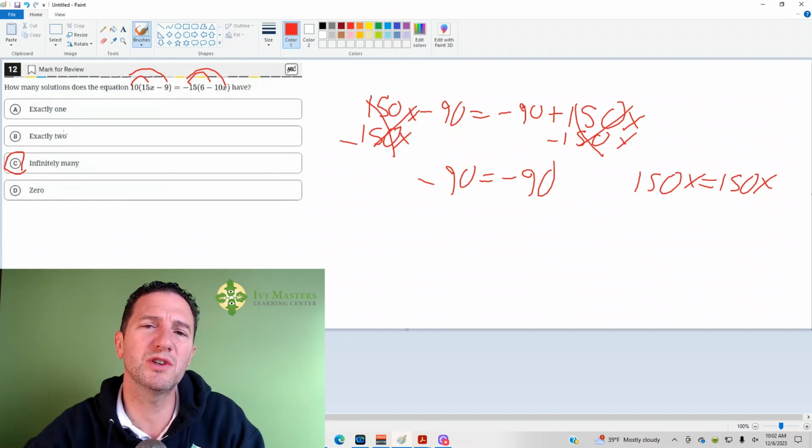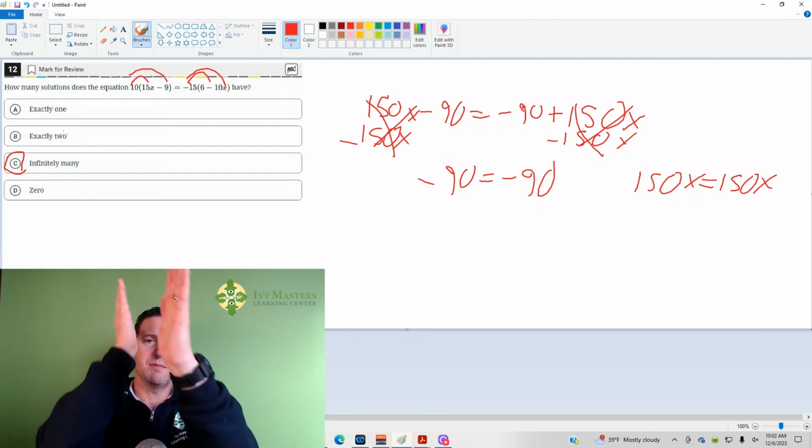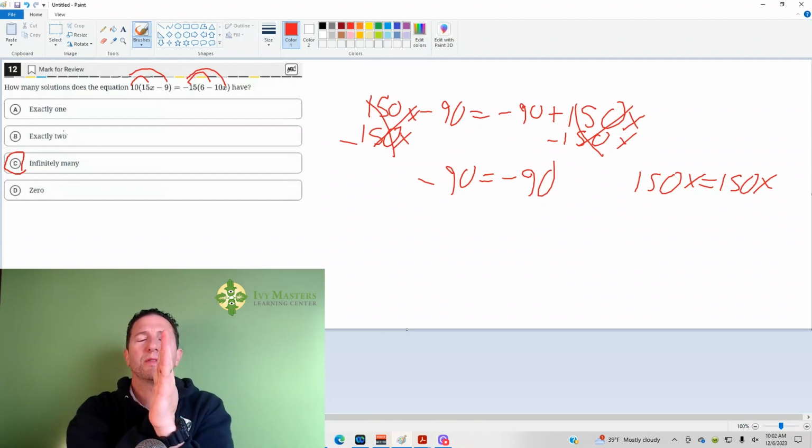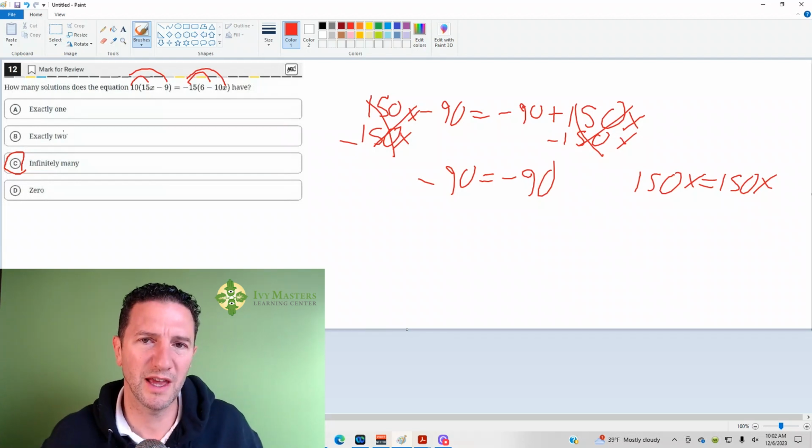Remember, the number of solutions is the number of intersection points. So if it's infinitely many, you got one line on top of the other. It's as if they're intersecting at every point.